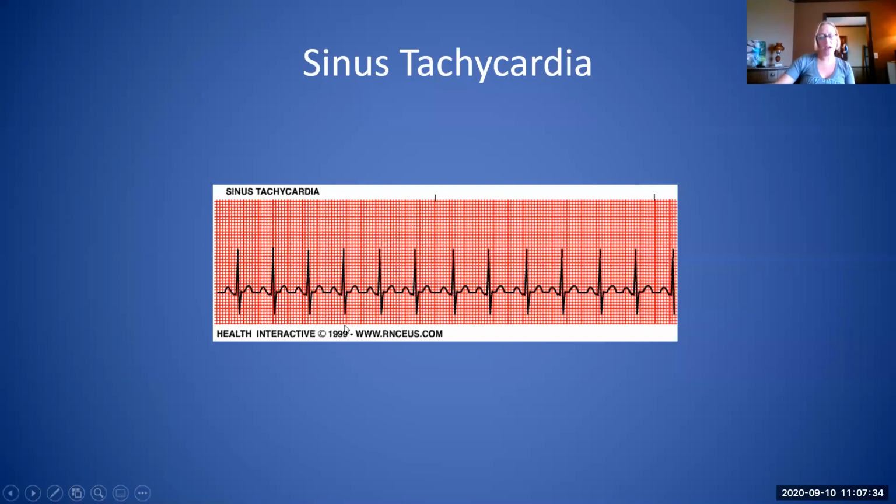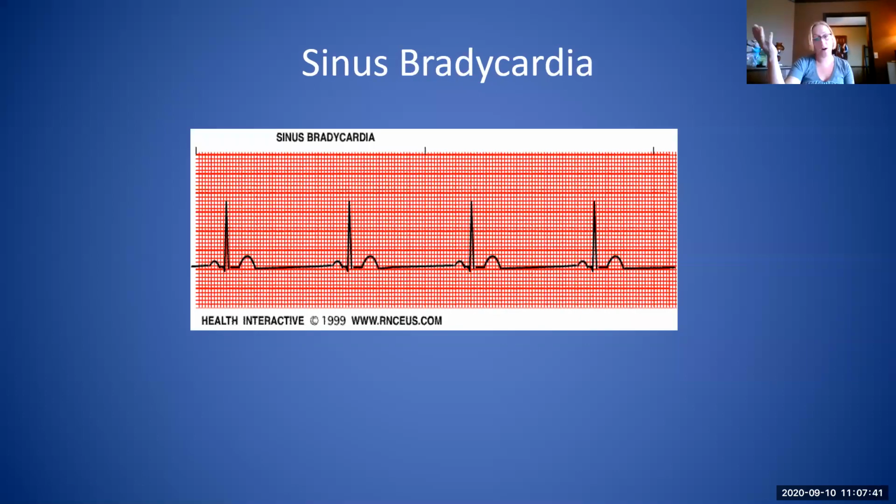Okay, so then we have sinus bradycardia. Sinus bradycardia is your sinus rhythm, but bradycardic. This one is a rate of 40, so it's less than 60, so we know it's bradycardia. But everything else is normal. Your P is normal, your PR interval, your QRS, your T wave, your ST, everything's good. So again, this could be normal for some people.